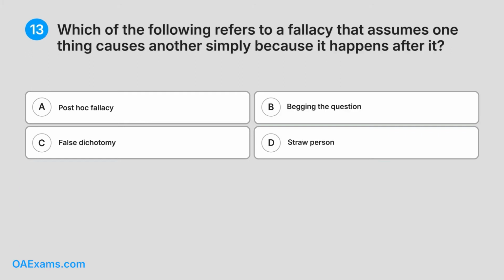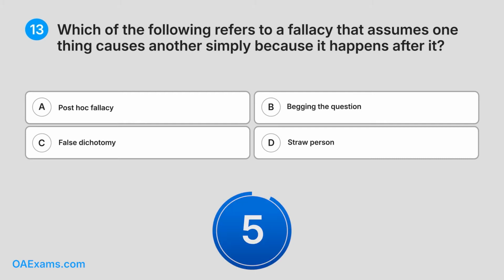13. Which of the following refers to a fallacy that assumes one thing causes another simply because it happens after it? A. Post hoc fallacy. B. Begging the question. C. False dichotomy. D. Straw person. Can you guess the answer?